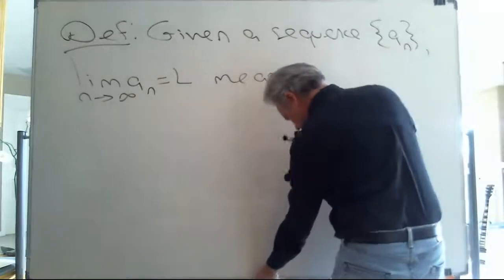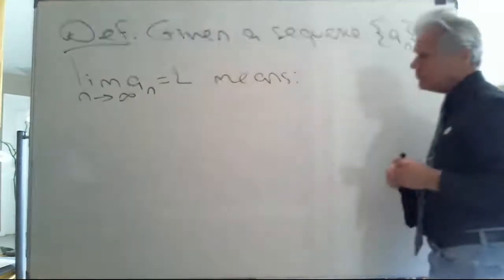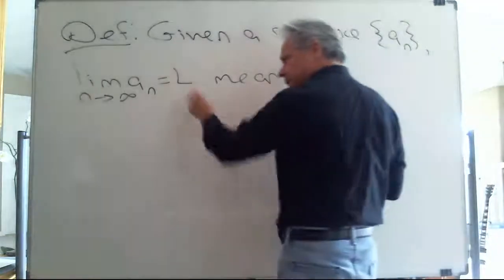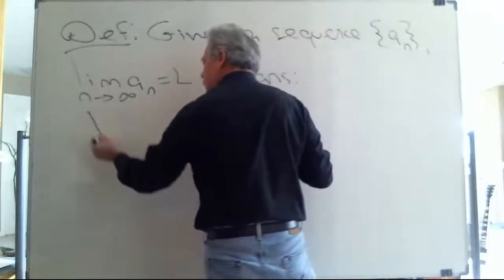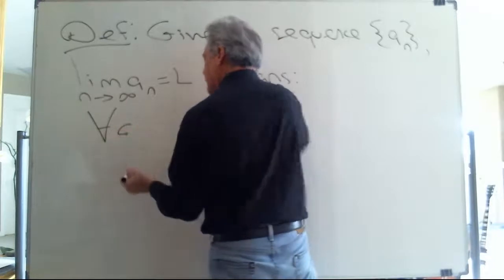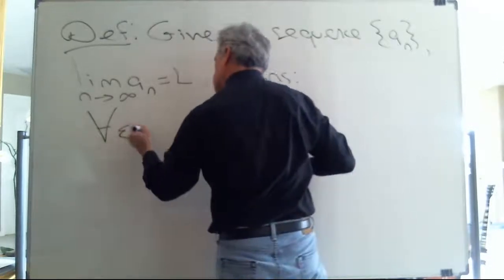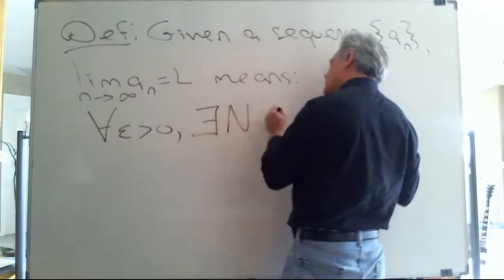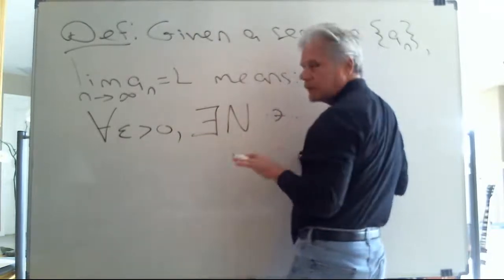Excuse me, my apologies. So let me formalize this. From here on out, this means the following. For all epsilon greater than 0, there exists an uppercase N such that, now I have two different ways of saying this.